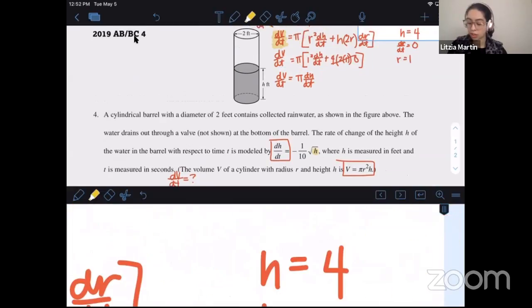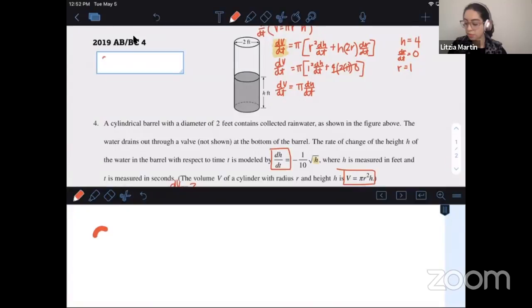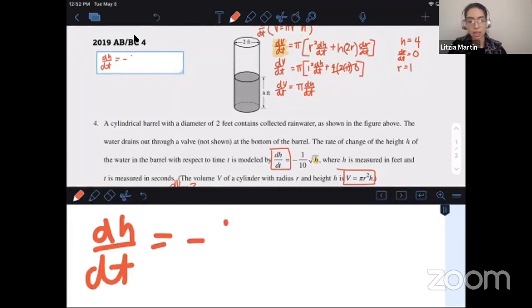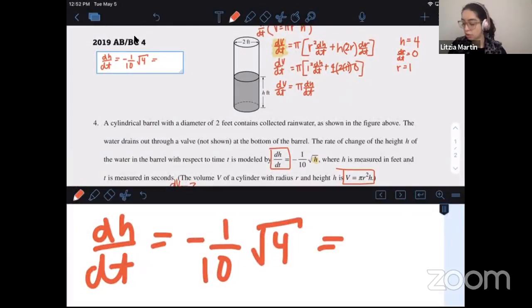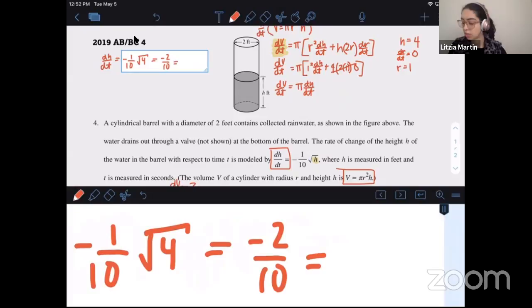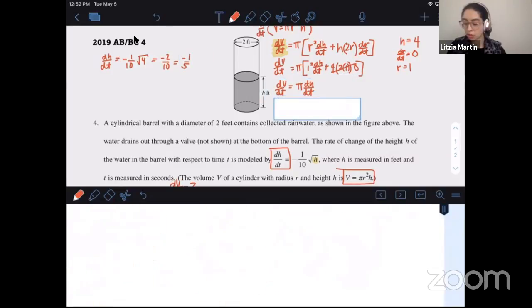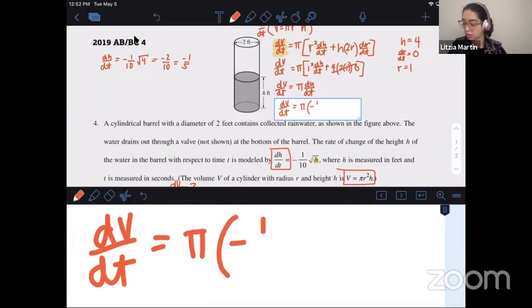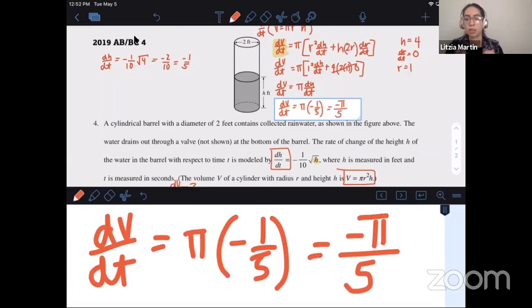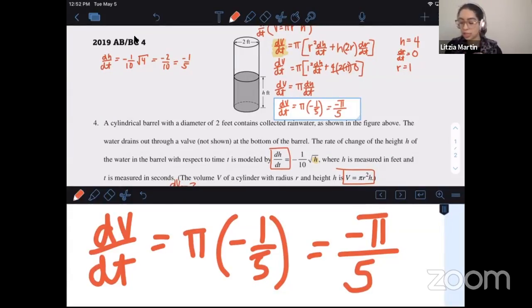So I'll do that over here. dh over dt is equal to negative 1 over 10 root 4. So that's going to be negative 2/10, which is negative 1/5. We'll take that, plug it in. Over here we get dv over dt is equal to pi times negative 1/5, which will give us negative pi over 5. That is the answer we are looking for, because that is now our dv over dt.